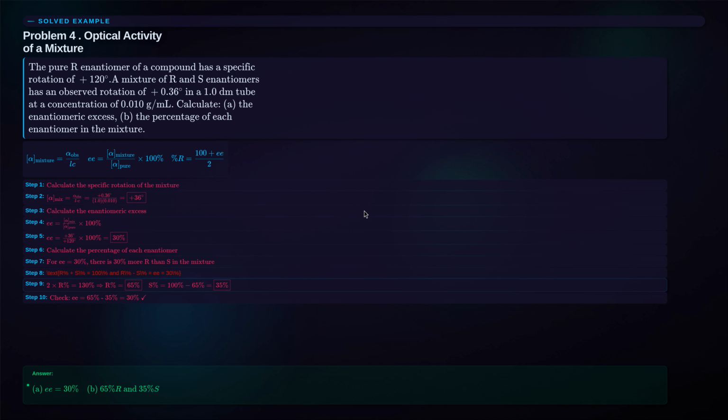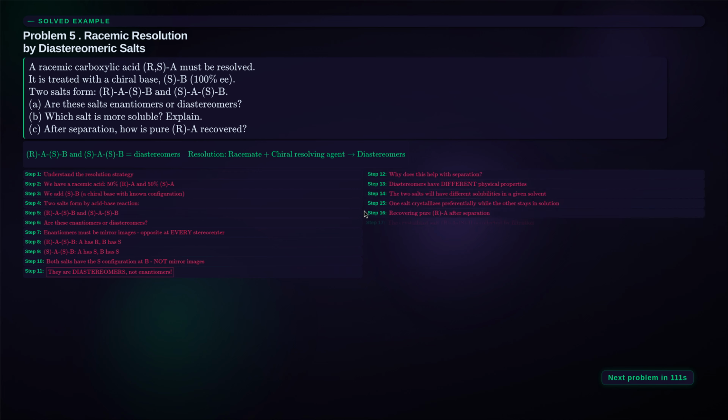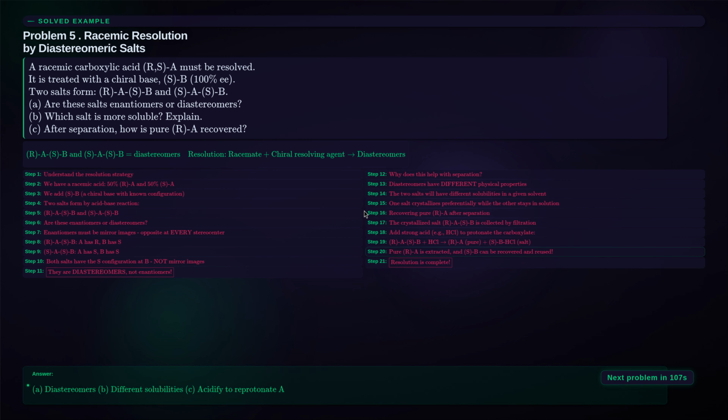Problem 5. Racemic resolution by diastereomeric salts. A racemic carboxylic acid, a mixture of R and S enantiomers, must be resolved. It is treated with a chiral base, Sb, which is 100% enantiomerically pure. Two salts form, Ra combined with Sb and Sa combined with Sb. Are these salts enantiomers or diastereomers?